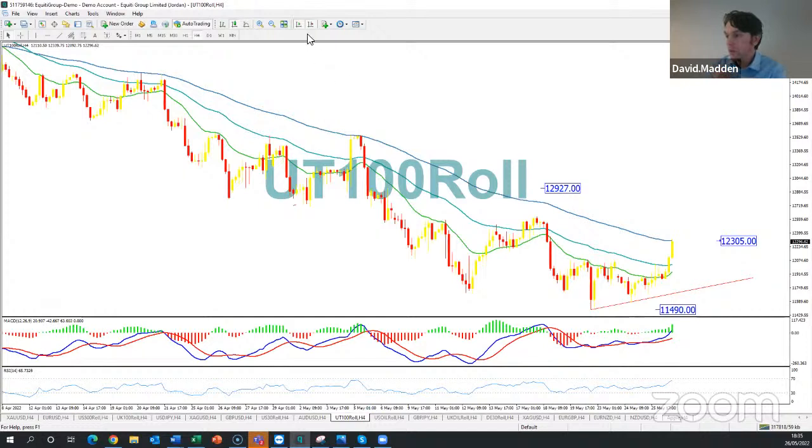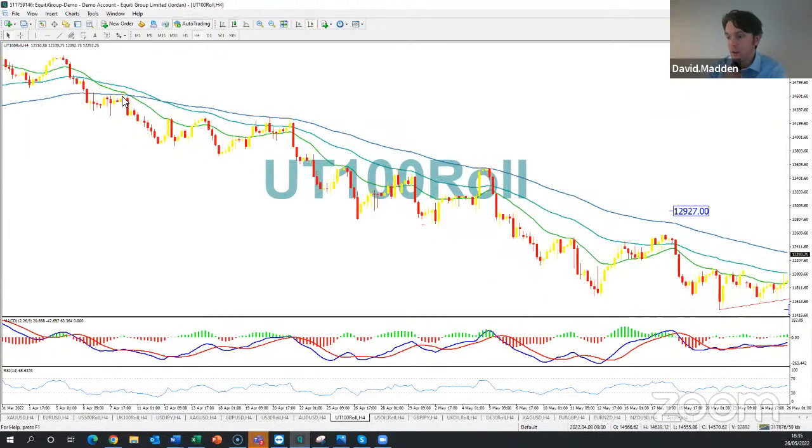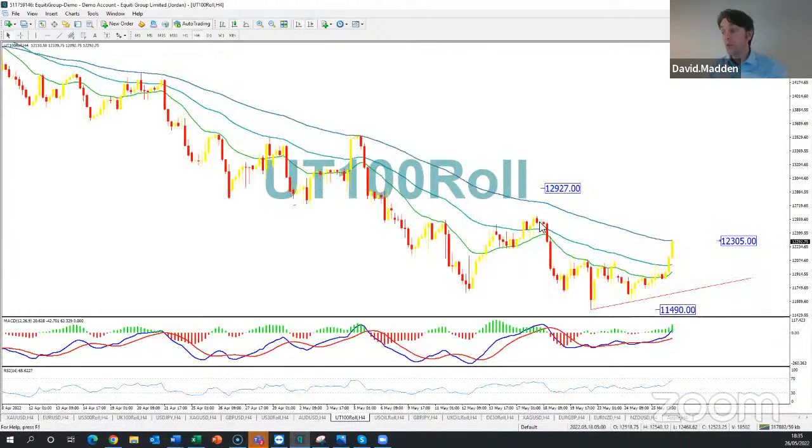Similar situation. The UT 100 shows a series of lower lows and lower highs. The most recent low we saw on the UT 100, the Nasdaq, was an 18-month low. If you follow the price action round, what's going to be very interesting is whether we can break this moving average here. The 100-period moving average acted nicely as resistance here in early May, in late-ish April, and in early April. So at least three big occasions, the 100-period moving average has acted as resistance on the UT 100. Is it going to act as resistance again, or are we going to break higher?